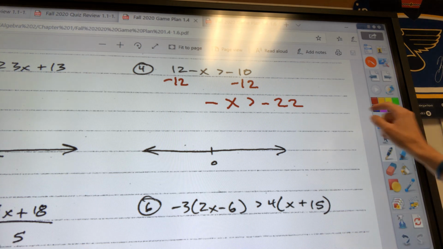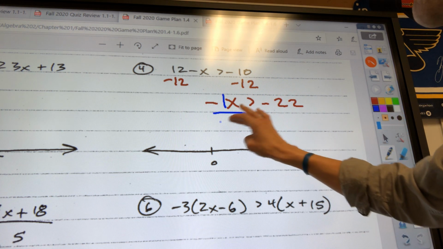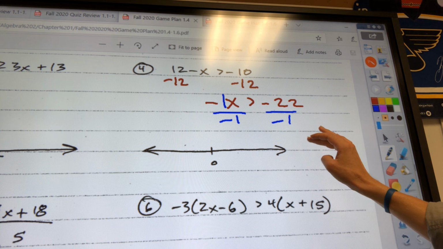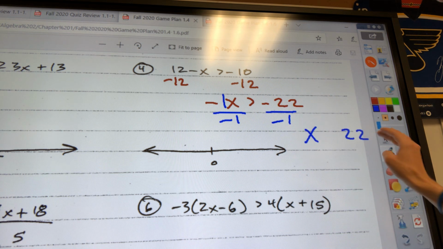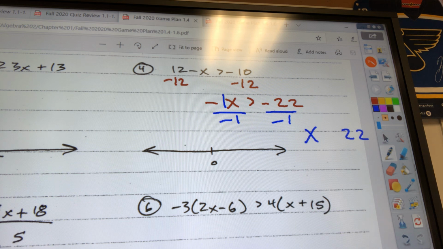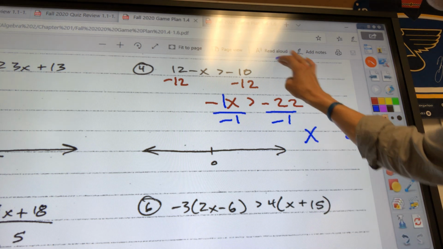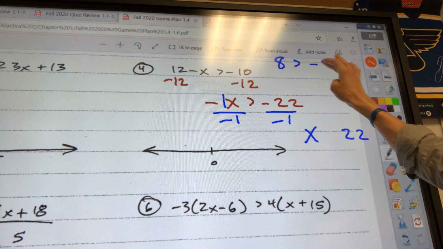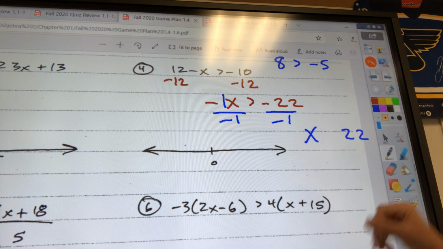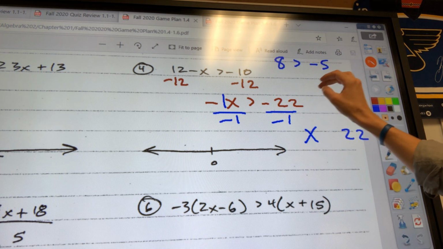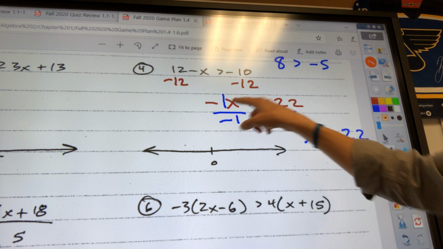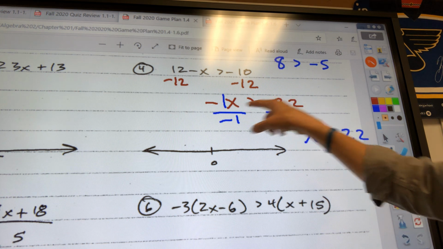Now, it's a negative 1, so we're going to divide both sides by a negative 1. Negative 22 divided by negative 1 is 22. Now, pause here, folks. You should remember this from Algebra 1. Here's a fact: 8 is greater than negative 5. We agree with that. What I'm going to do is multiply 8 and negative 5 by negative 1, or divide them both by negative 1, literally like I did right here.